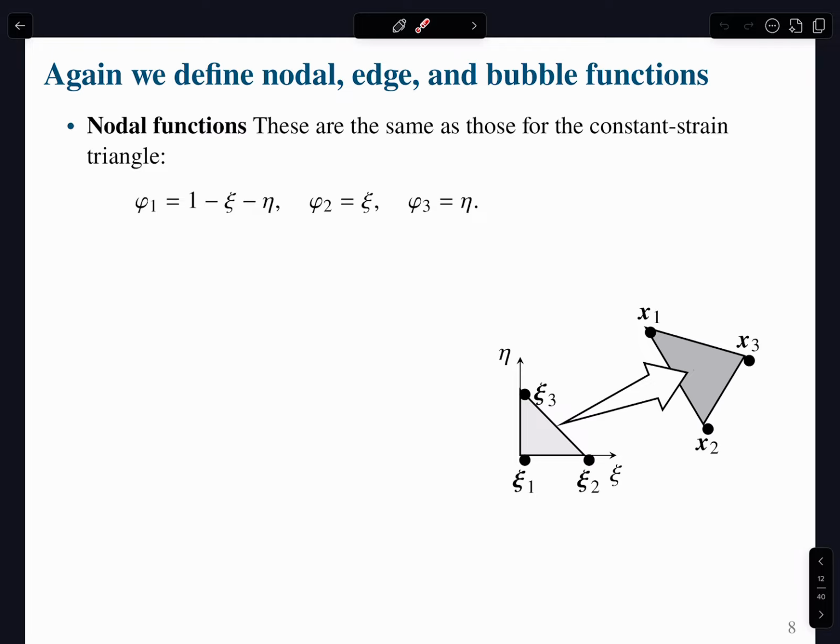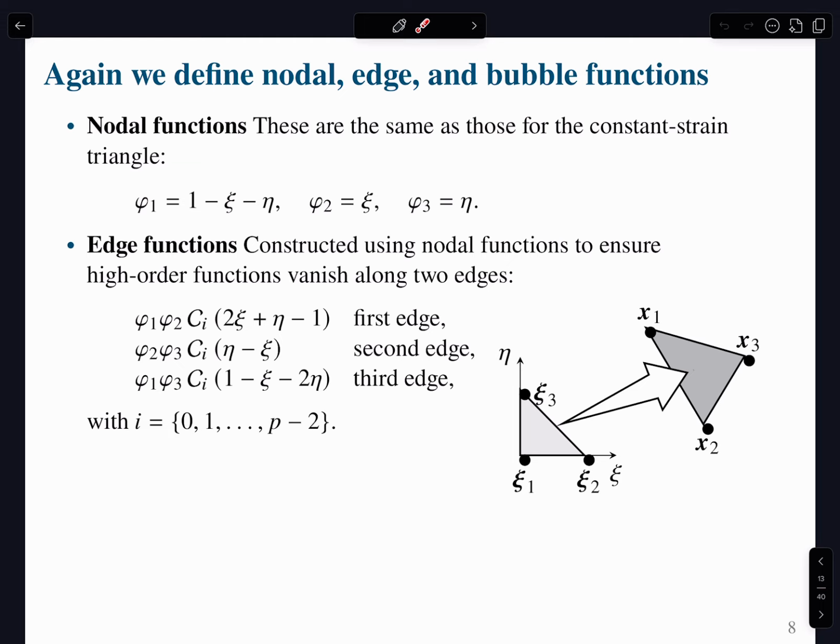But okay, these are the nodal functions. We have the edge functions, and the edge functions are constructed this way. If you take the first edge, you're going to have these two functions, phi1 and phi2, and then we're going to multiply by some sort of Chebyshev polynomial with some function inside. Let's not spend too much time dealing with this. You will see in a minute how those functions look like. Those are the edge functions.